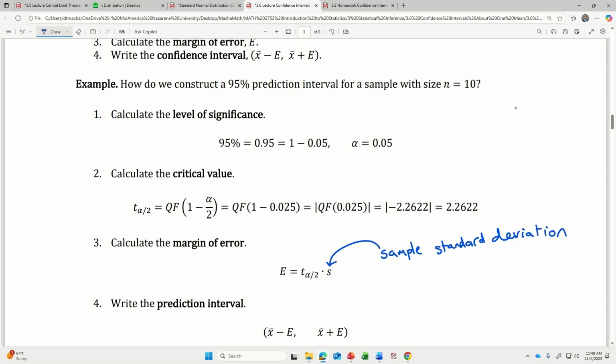So the sample standard deviation is calculated by taking the square root of the sample variance, and the sample variance is like the sum of all of the measurements minus the mean squared. So you have to calculate the sample mean first, and then you take each measurement minus the mean. You take that difference and you square it, and then you add all of those up, and then you divide by n minus 1, and then you take the square root. It's a really long process to get the sample standard deviation.